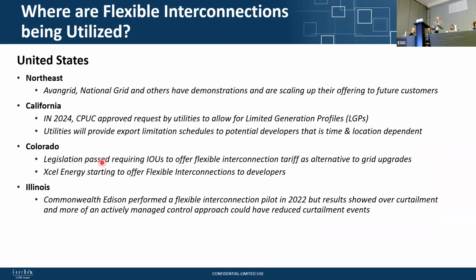And Leo can certainly talk later about what Avangrid's doing. They've had a pretty successful deployment of some flexible interconnections. National Grid as well in the Northeast. California just approved a request back in 2024 from the PUC. Basically, what they're calling it is limited generation profiles.